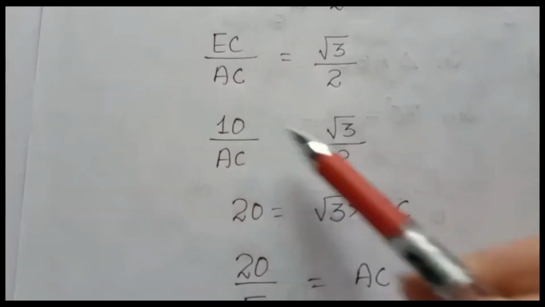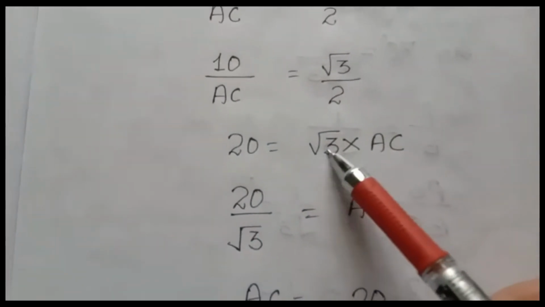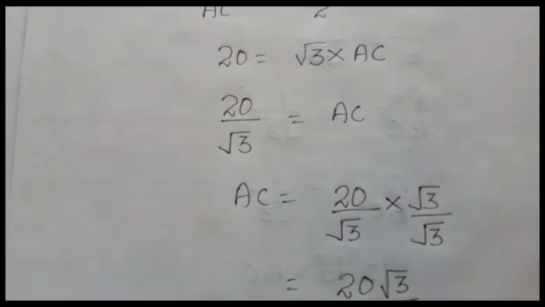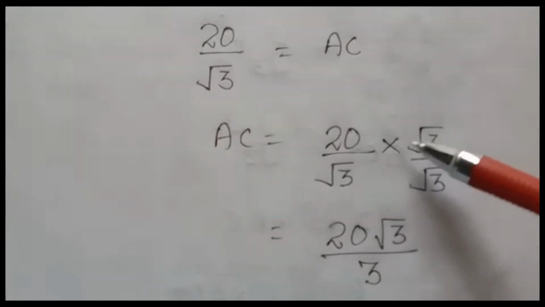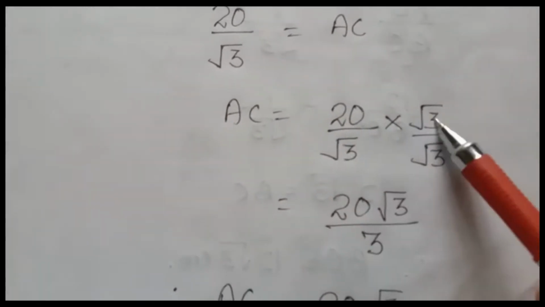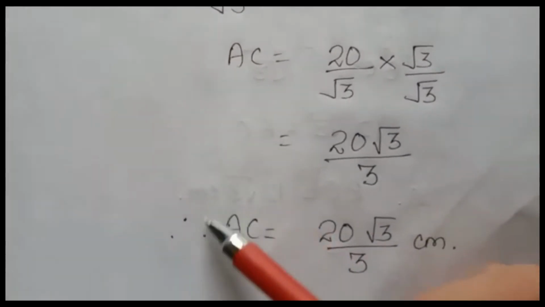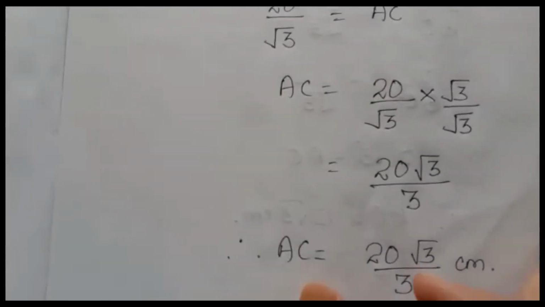Cross multiplication, 10 twos are 20 is equal to root 3 into AC. Now root 3 will divide this 20. So AC is 20 by root 3. Now we have root in the denominator, so we will rationalize. We will multiply numerator and denominator by root 3. So 20 into root 3. Now root 3 into root 3 is 3. So the value of AC is 20 root 3 divided by 3 centimeter.